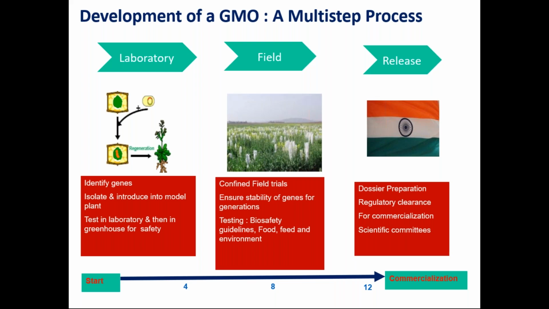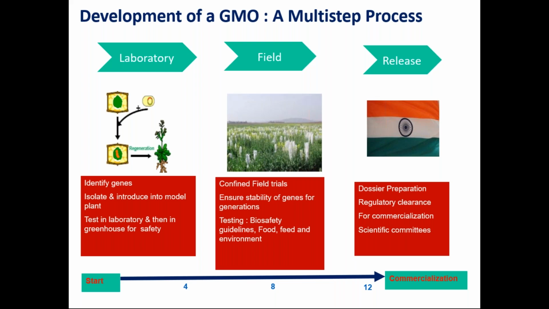Now, once this is done, it is almost about 6 to 8 years, and then it has to be released. So to be released, a dossier has to be prepared, starting from the gene, sequence of the gene, sequence of the plant to which it has been inserted, sequencing of the GMO, and so on.